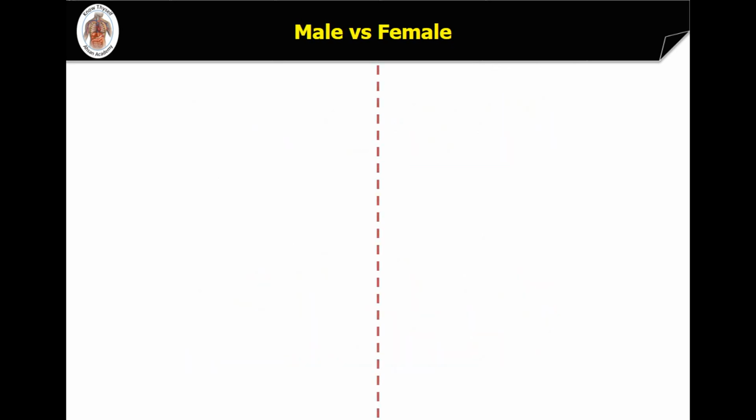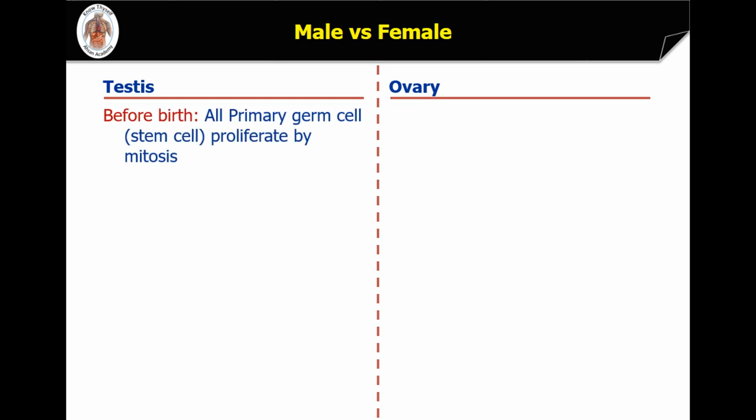Let us compare the gametogenesis of male and female. We will discuss the gametogenesis under some headings. First, relation to birth. Before birth, in the male all remain as stem cells, and they proliferate by mitosis and increase in number throughout the length of prenatal life.